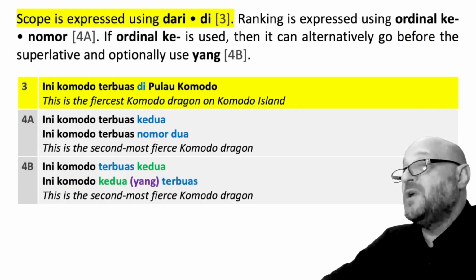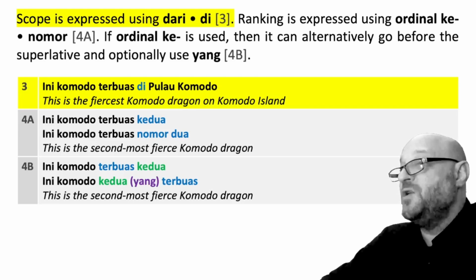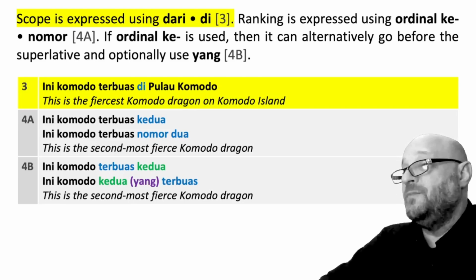Scope is expressed using dari, di. Example 3, ini Komodo terbuas di Pulau Komodo. This is the fiercest Komodo dragon on Komodo Island.